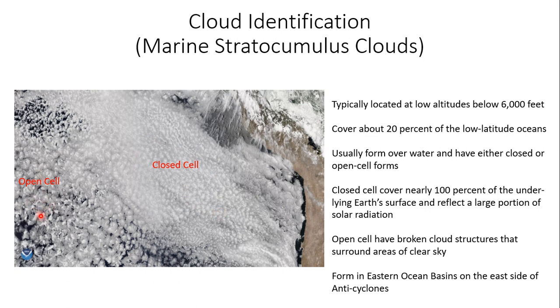Open cell, on the other hand, they have these broken cloud structures that surround areas of clear skies. Where you see the darker areas here on the left portion of the image, that's where the air is sinking. Where you see the cloud itself, the air is rising. Again, marine stratocumulus clouds tend to form in eastern ocean basins on the stable eastern side of anticyclones.